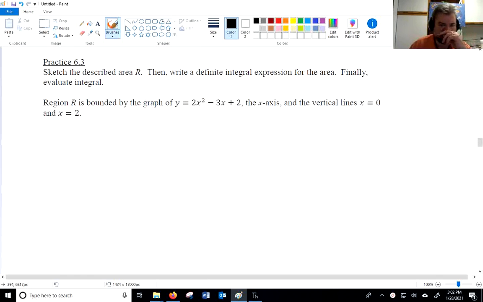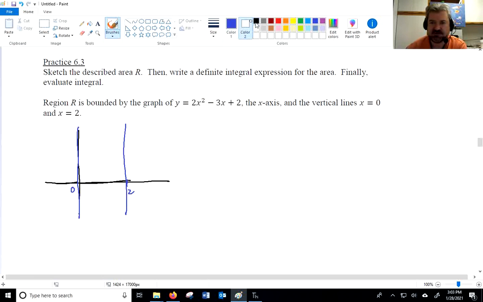Sketch the area R. Then write a definite integral expression for the area. Finally, evaluate the integral. Pause the video and give it a try. Okay, let's see how you did. So the region R is bounded by the graph of y equals 2x squared minus 3x plus 2, the x-axis, and the vertical lines x equals 0 and x equals 2. So we're looking from here at 0 and here at 2.